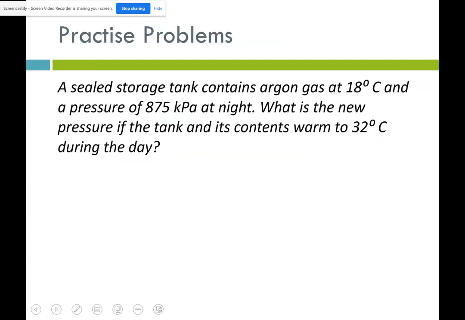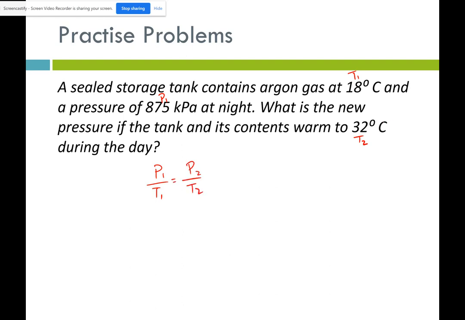So let's take a look at how we use this formula. It says a sealed storage tank contains argon gas at 18 degrees Celsius and a pressure of 875 kilopascals. What's the new pressure of the tank if its contents are warmed to 32 degrees Celsius during the day? So we're starting off with this initial pressure and this initial temperature, and it gets heated up later in the day to this new temperature. So we're going to use P1 over T1 equals P2 over T2.